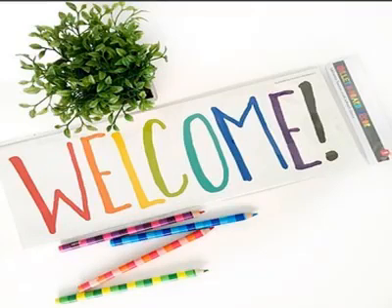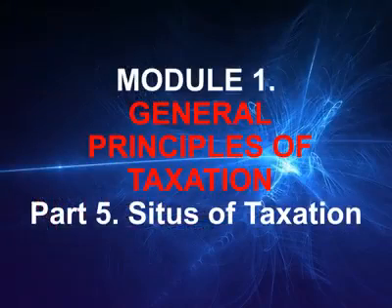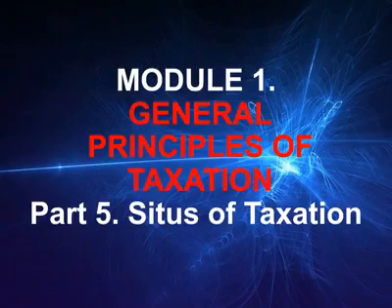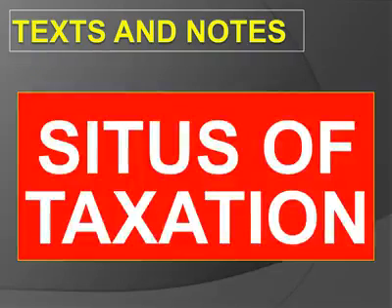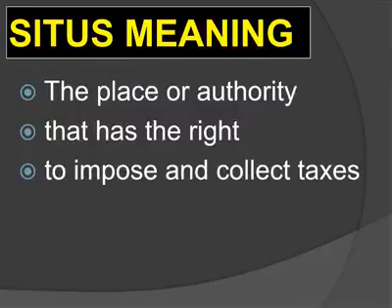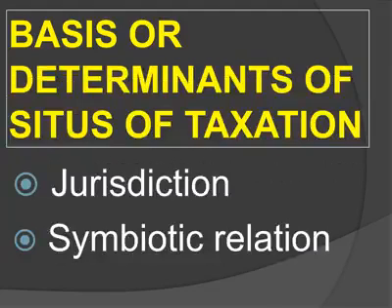Welcome back to part 5 of module 1, which is the situs of taxation. What do you understand when you talk about the situs of taxation? It's the place or authority that has the right to impose and collect taxes. And the basis or determinants of taxation, as we said before, are jurisdiction and the symbiotic relationship.